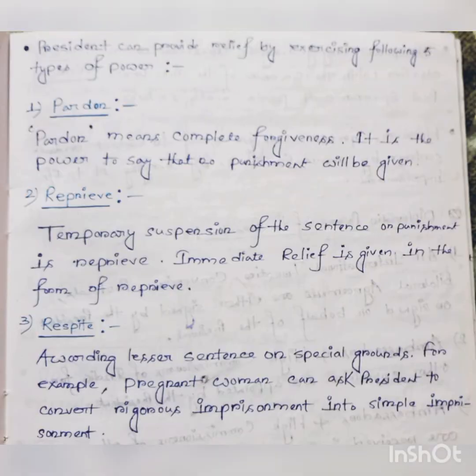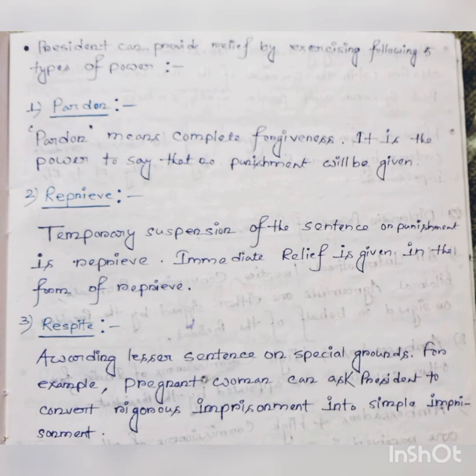The President can provide relief by exercising the following 5 types of power. Number 1, pardon. Pardon means complete forgiveness. It is the power to say no punishment will be given. Number 2, reprieve. Temporary suspension of the sentence or punishment is reprieve. Immediate relief is given in the form of reprieve.